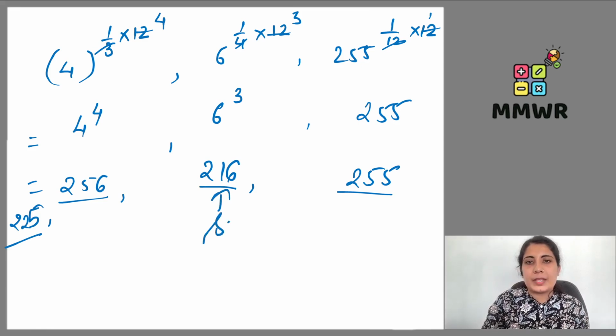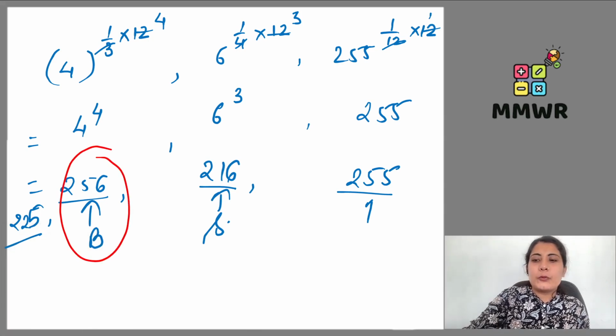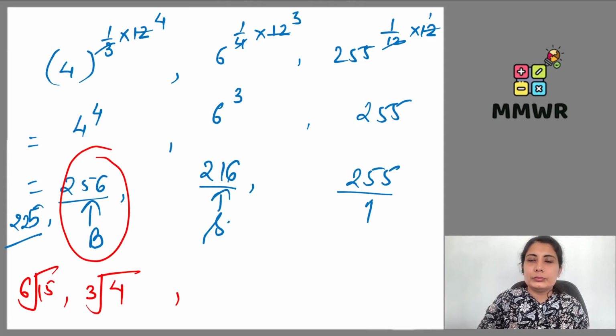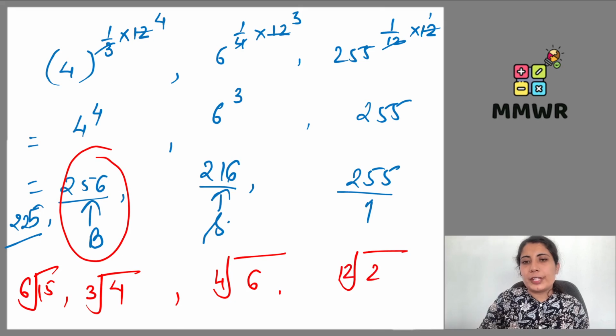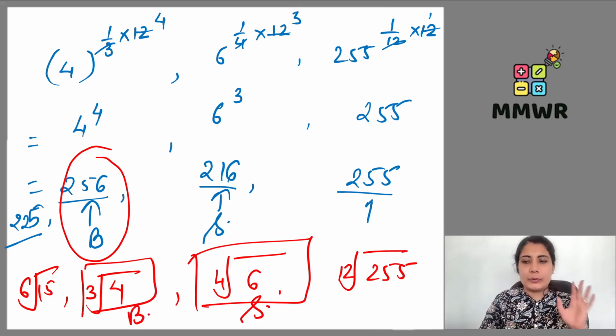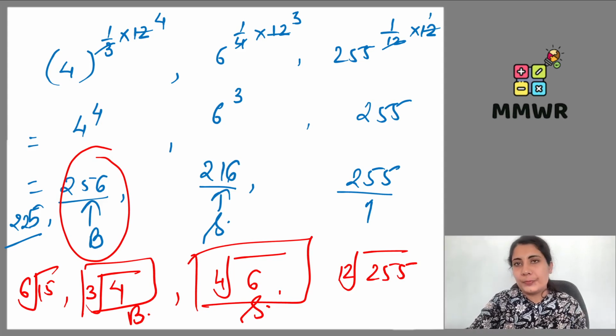This is the smaller one. And this is the bigger one, 256. So bigger one is 256. That means 4 to the power 1 by 3. Cube root of 4. Sixth root of 15. Then we had fourth root of 6 and then 12th root of 255. A smaller one. This is the bigger one. Among all four, bigger one is cube root of 4 and the smaller one is fourth root of 6.